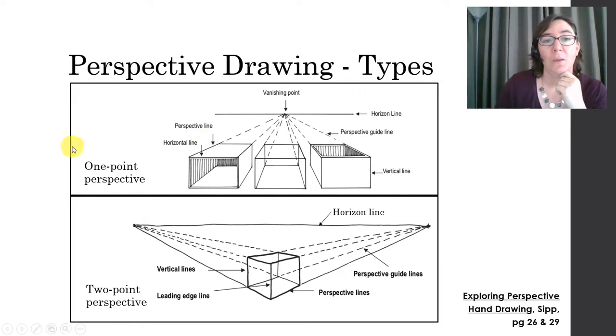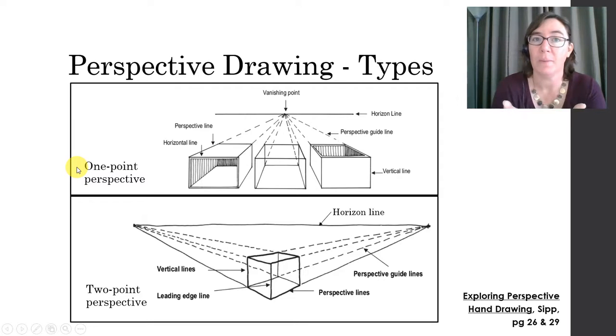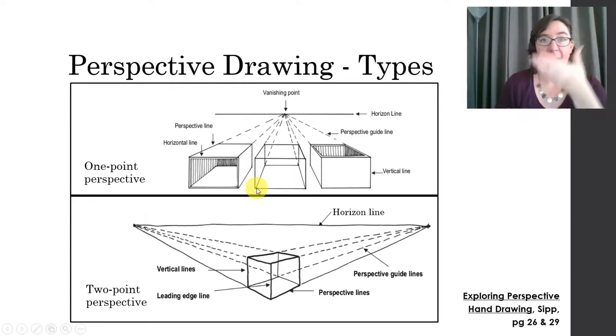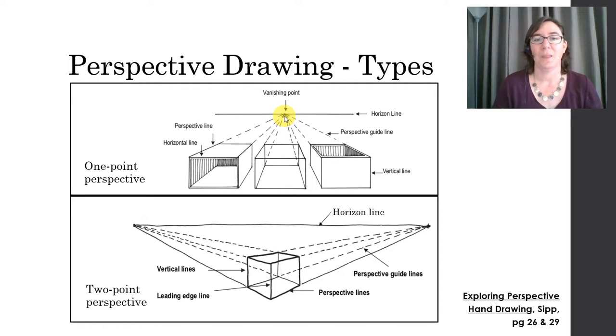On the top here, we have an example of 1-point perspective from last week. You can see that our boxes are aligned with their face directly at the viewer. We've got vertical lines, which are truly vertical, horizontal lines, again, true horizontal, and everything else recedes into the distance towards a central vanishing point. Doesn't have to be central, towards a single vanishing point, excuse me.